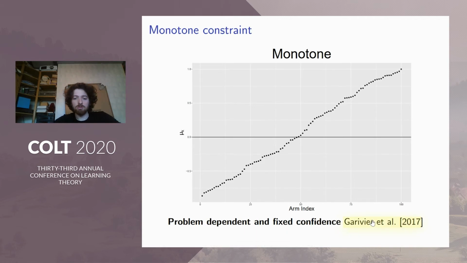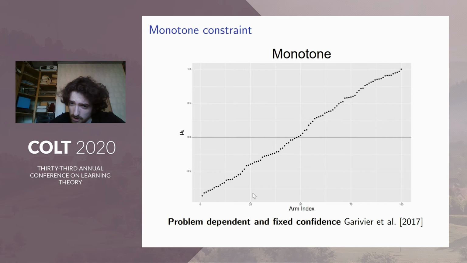So moving on to the monotone constraint. Here we have this property that the sequence of means is monotonically increasing. Now this was first introduced in the following paper in the problem-dependent and fixed confidence setting in the context of drug dosing. But again, we'll be looking at the problem-independent regime and the fixed budget setting.